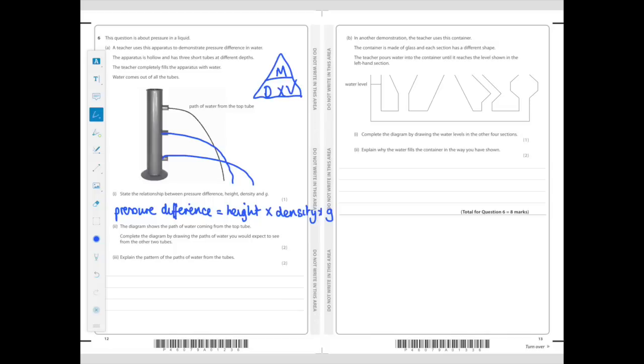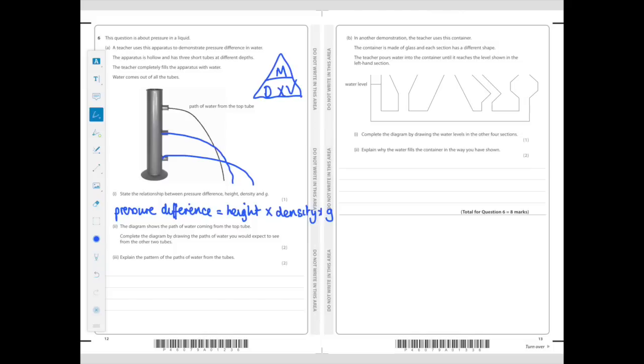In another demonstration, the teacher uses this container. The container is made of glass and each section has a different shape. The teacher pours water into the container until it reaches the level shown in the left-hand section. Complete the diagram by drawing the water levels in the other 4 sections.